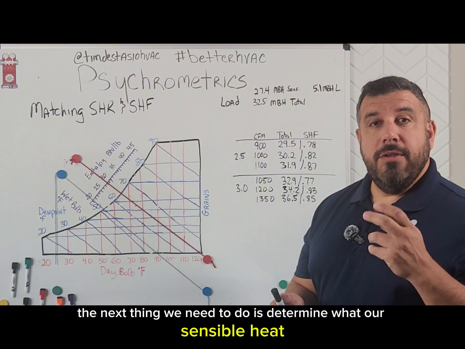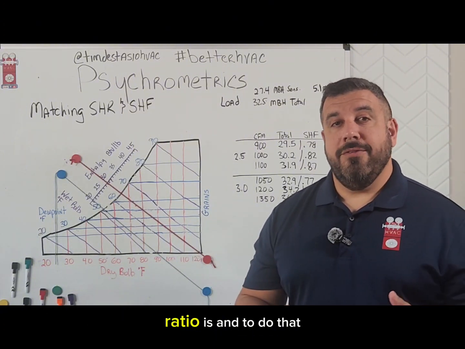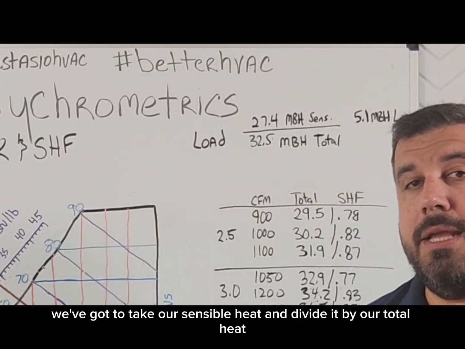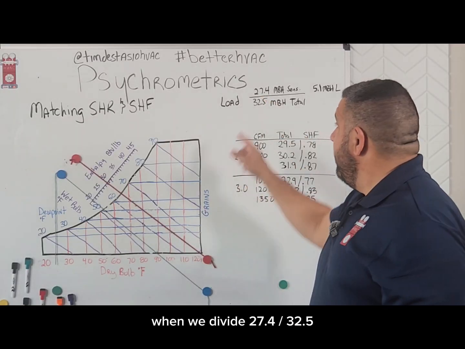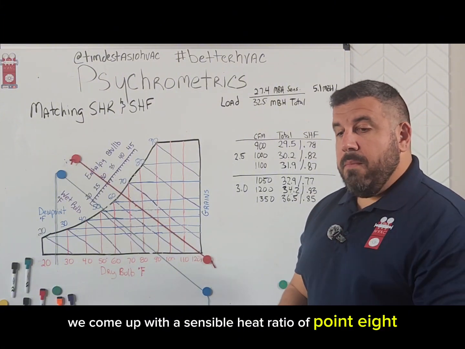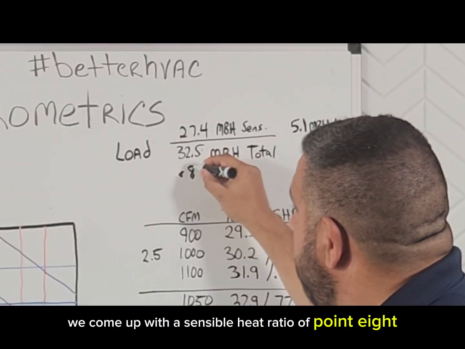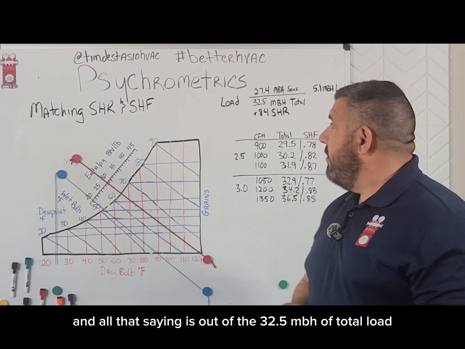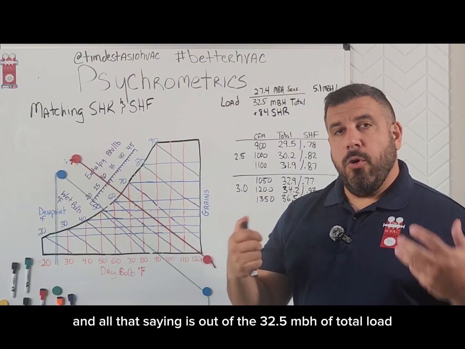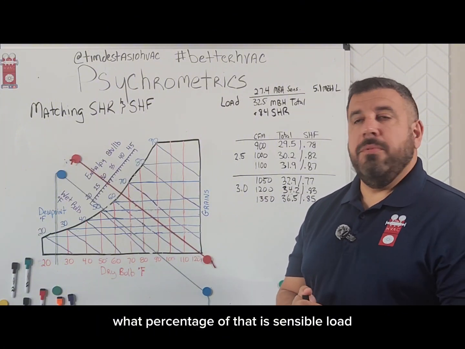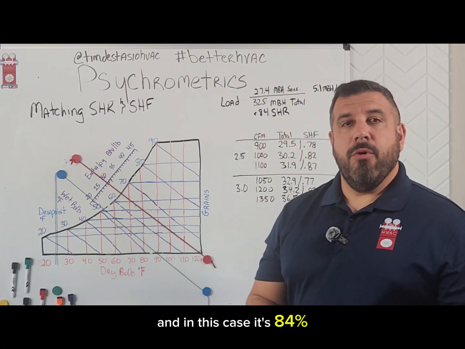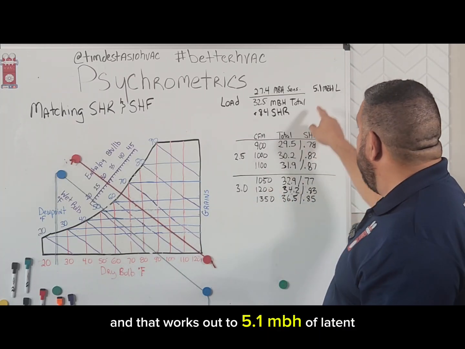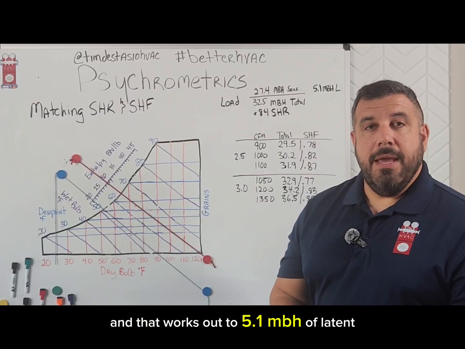The next thing we need to do is determine what our sensible heat ratio is. To do that, we take our sensible heat and divide it by our total heat. When we divide 27.4 by 32.5, we come up with a sensible heat ratio of 0.84. All that's saying is, out of the 32.5 MBH of total load, what percentage of that is sensible load? In this case, it's 84%. That means the remaining 16% must be latent load, and that works out to 5.1 MBH of latent.